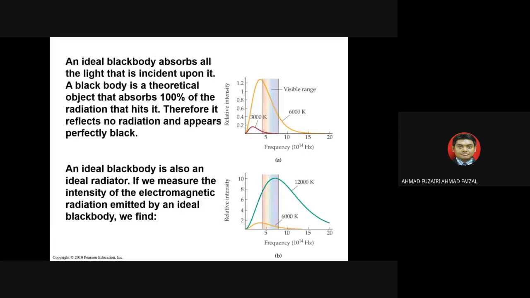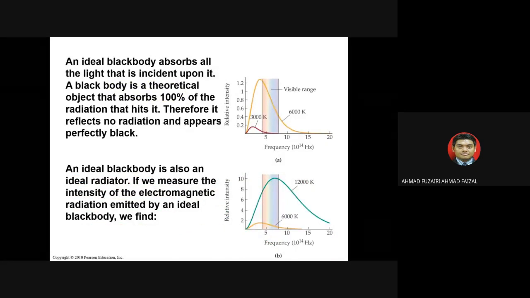An ideal black body is not just an ideal absorber whereby it absorbs 100% of light. It is also an ideal radiator, meaning that it can radiate 100% of radiation. So if you measure the intensity of the electromagnetic radiation emitted by an ideal black body, you will find this graph that we have seen previously. So this is the shape of black body radiation.